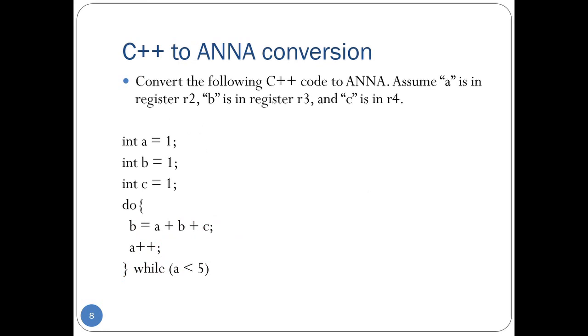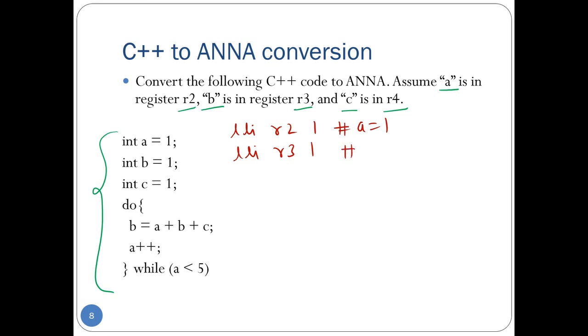Alright, so the next question is asking us to translate this given C++ code into equivalent ANA assembly code. For this question, we are going to assume that variables A, B, and C are allocated in registers R2, R3, and R4 respectively. So let's first initialize A, B, and C to 1. That's pretty straightforward. A is in R2, so we'll say LLI R2 1. So this is simply saying A is equal to 1. Similarly, we'll say LLI R3 1, which is basically B is equal to 1, and then we say LLI R4 1, and because C is stored in R4, this basically means C is equal to 1.